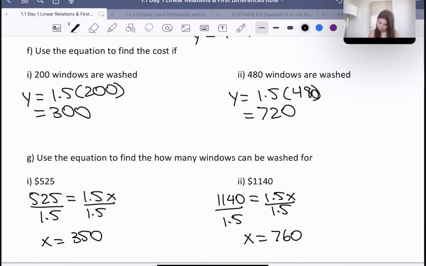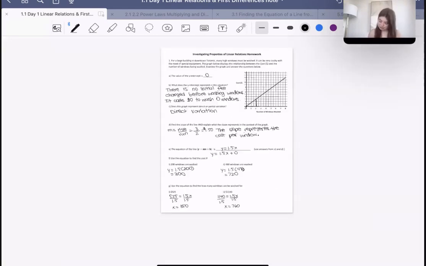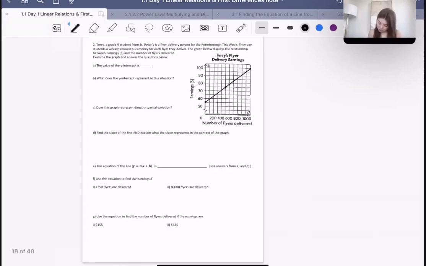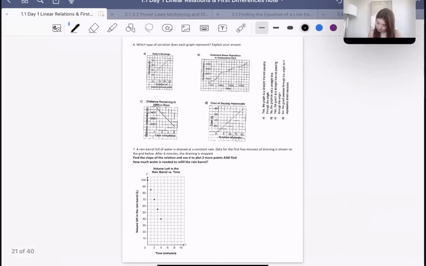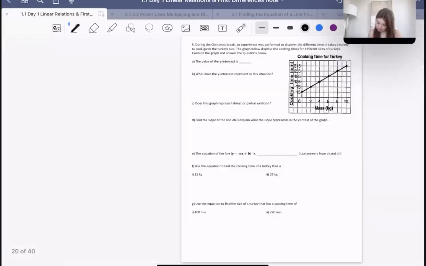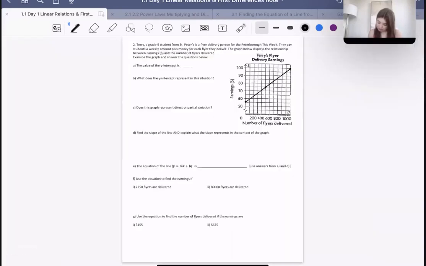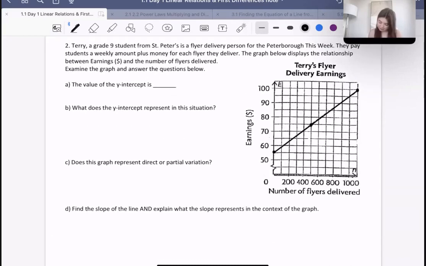Yes, we can wash 350 windows for $525, and we can wash 760 windows for $1,140. So there we have it. Okay, let's move on to question 2. Looks like there's 5, 6. Oh, wow, there's lots of questions in this homework. That's all right. We'll go through all of them as best we can.